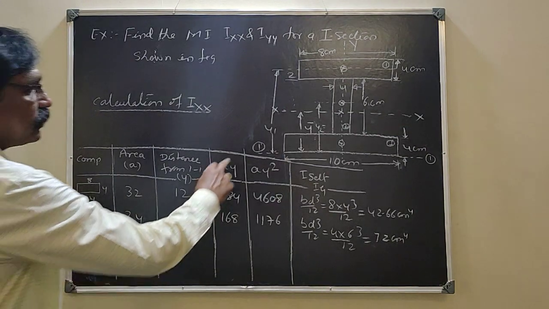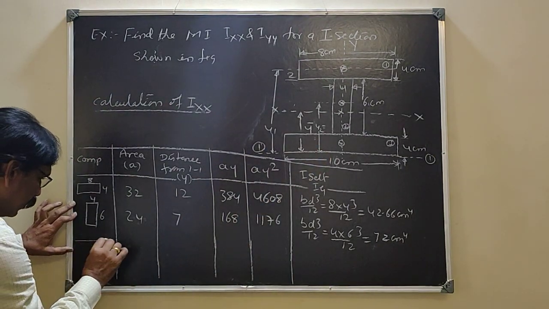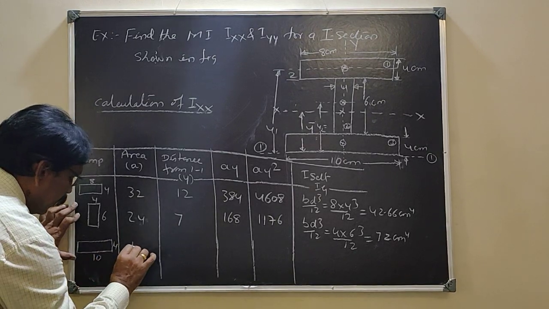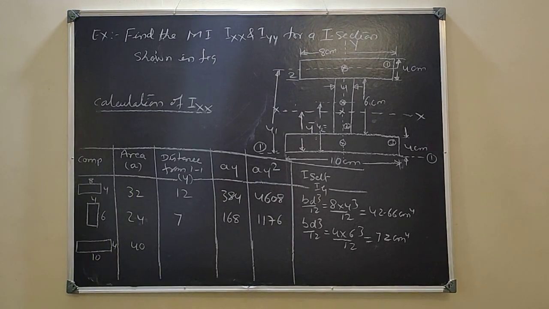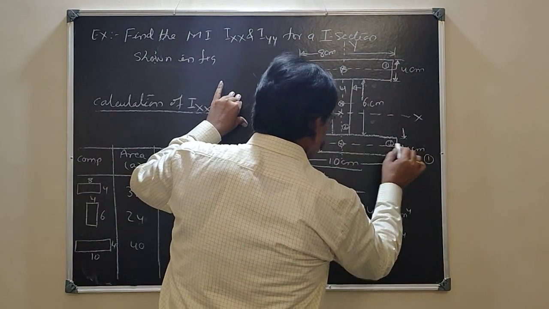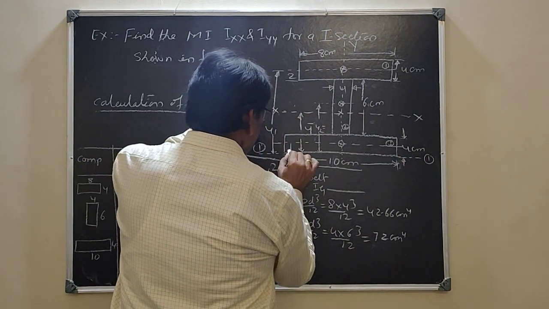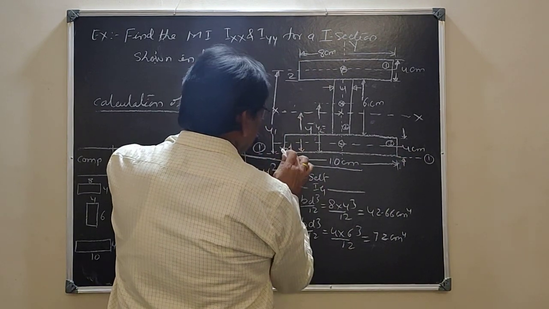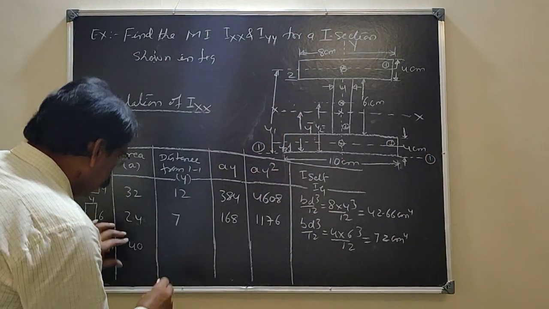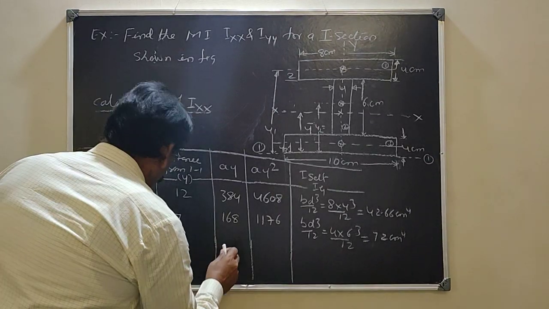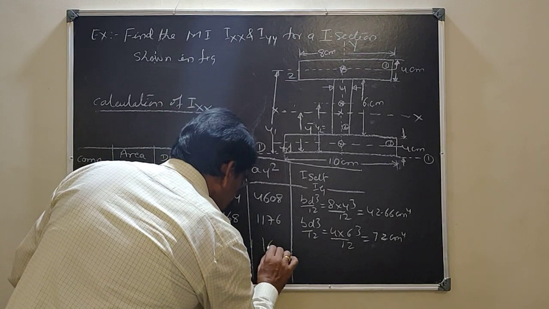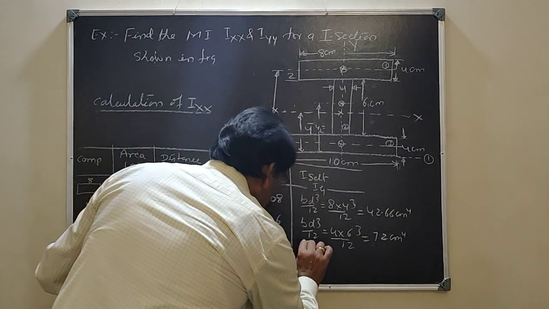So the next unit is another rectangle. This rectangle is 10 centimeter by 4 centimeter. Area will be 40 centimeter square. And now the centroidal distance from the reference axis, this is your y3, that is nothing but 4 centimeter divided by 2, that will be 2 centimeter. And ay will be 80, and then ay square will be 160.